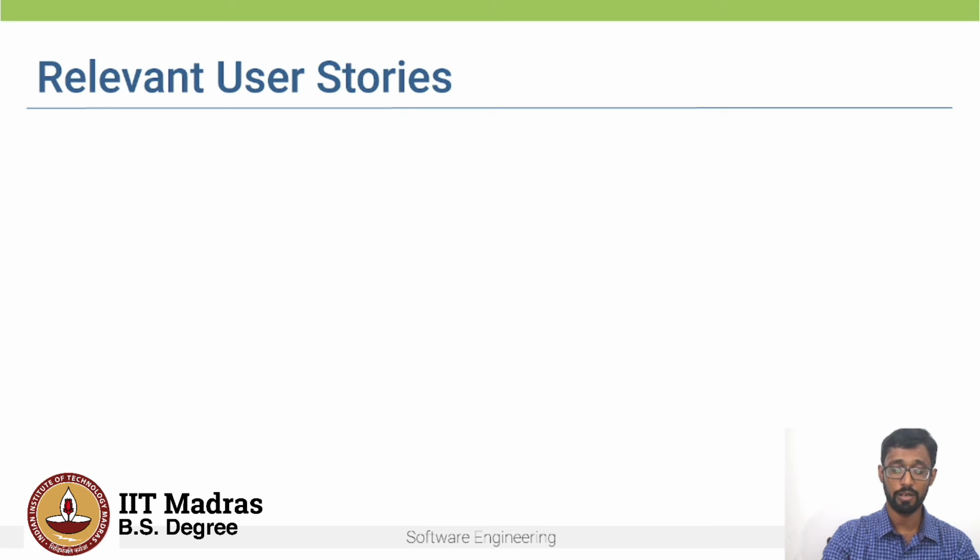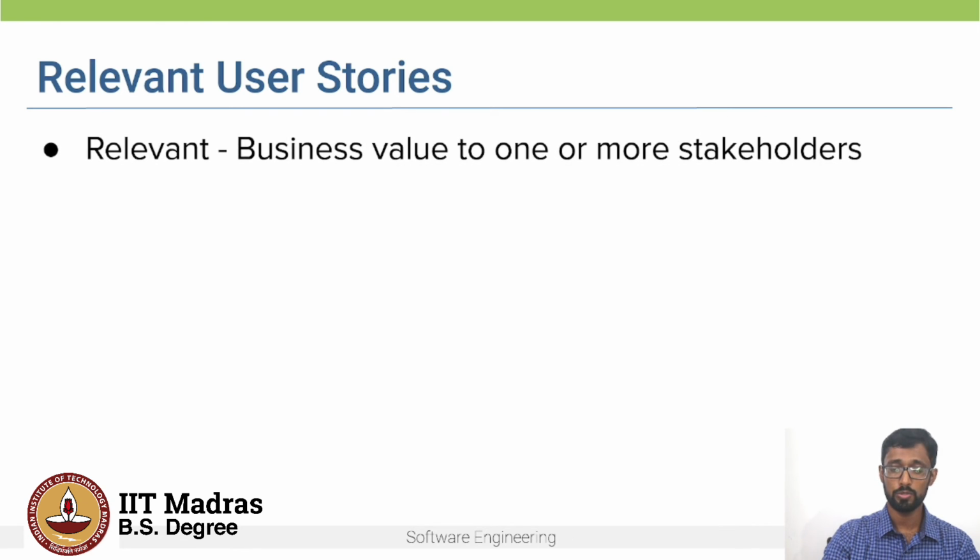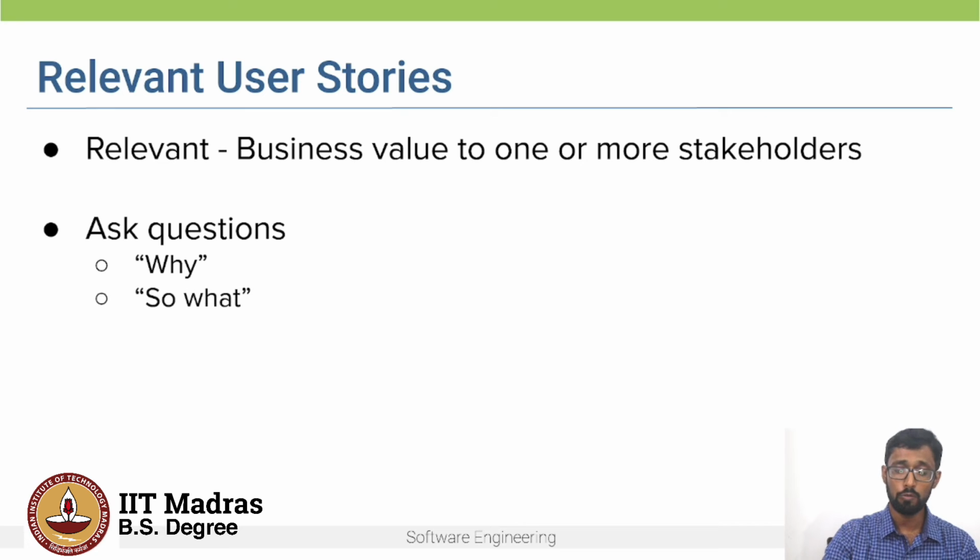Next, user stories should be relevant. A user story must have some business value to one or more stakeholders. So how can we be sure that a user story is relevant? We should ask questions like, why is this feature needed? Is it really important? Is it adding any value? What if this feature is added? These questions can help us ensure that the user stories we add are relevant.